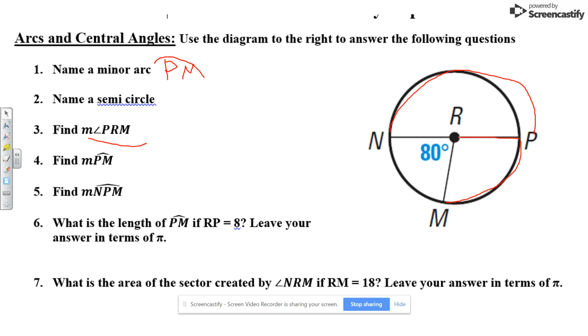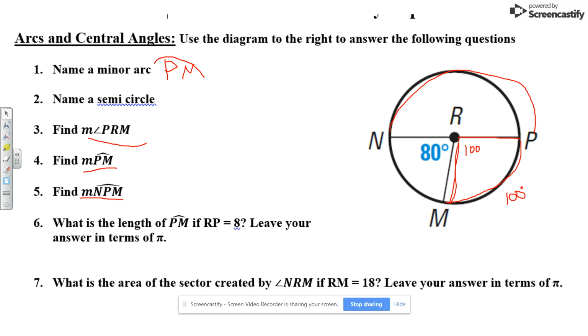So PRM is a central angle for this arc. So there's 100 degrees left over. So this arc would be 100 and this angle would be 100. So when it says find arc PM, the measure of the arc is the measure of its central angle. The length of the arc is a different question.